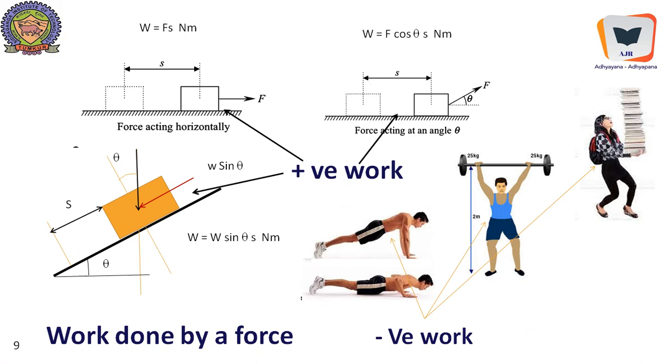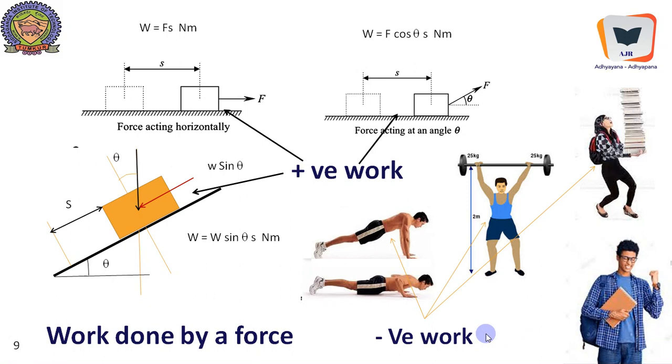And here, no work is done. If a student holds a book, let us say heaps of books in his arm, and moves along the corridor horizontally, no work is said to be done. It is a typical example of zero work. Right? Work is a scalar.